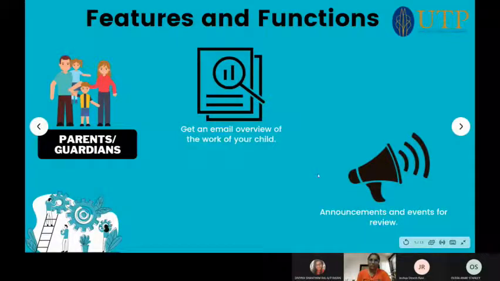Hi, so I'm going to continue the presentation with features and functions for parents or guardians. The first feature is that guardians or parents can get an email overview of their child's work. This feature helps them to track their children's performance in their studies. The second feature is that guardians and parents are able to see announcements and events for review. This keeps them up to date on what is happening in their children's class.